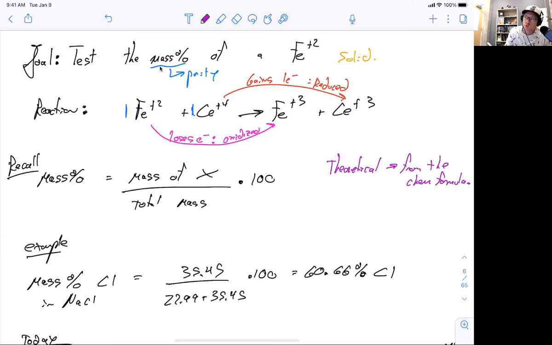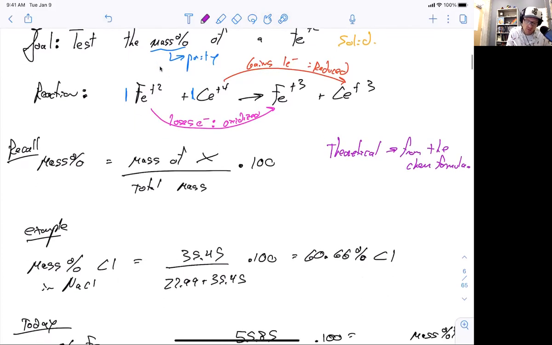This assumes 100% purity. So if you want to know the mass percent chlorine in sodium chloride, table salt, you do the mass of the X, the chloride on the top. You look at the periodic table, 35.45, divided by the total mass. So that's the sodium plus the chloride in this example, because it's just two elements. So 35.45 divided by 58.44 times 100. Sodium chloride is 60.66%. That's the theoretical.